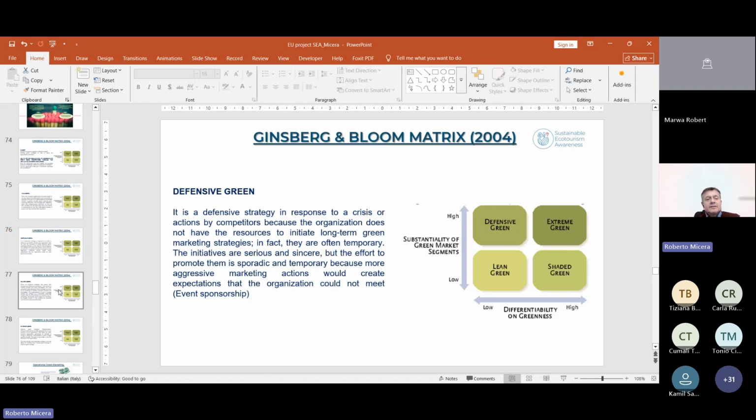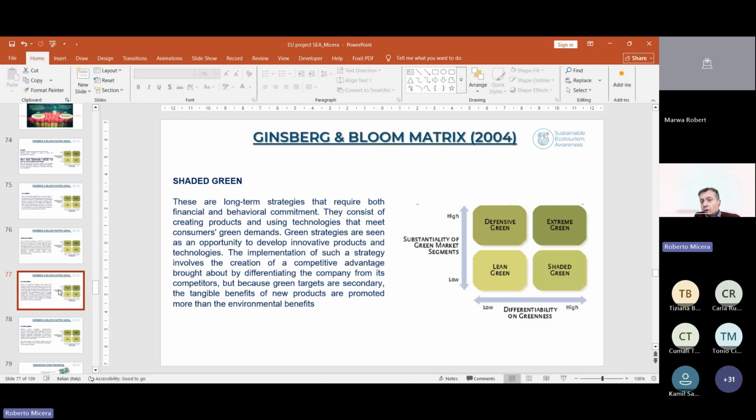In the third typology of strategy, we have shaded green, when the differentiability is high and the substantiality of the green market is low. These are long-term strategies that require both financial and behavioral commitment. They consist of creating a product and using technology that meet the customer's green demand. These green strategies are seen as an opportunity to develop innovative products and technology.